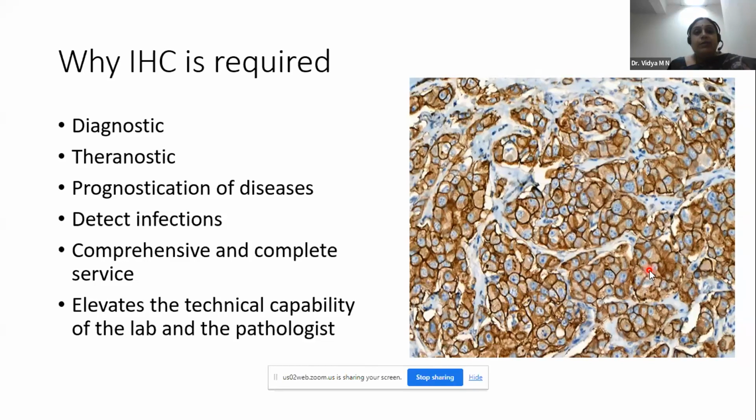Starting an immunohistochemistry lab is not really difficult. This is going to provide comprehensive and complete service for a lab or a hospital, and it elevates the technical capability of the lab as well as the pathologist who's doing the reporting, because these are considered as high-end tests, and then you are going to have a full circle in terms of the diagnosis as well as patient treatment.